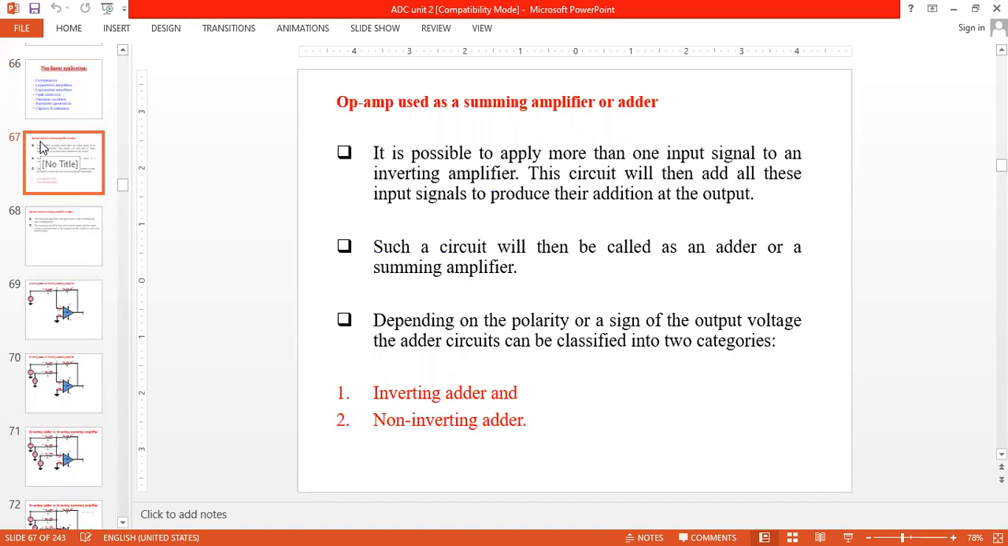So this is the op-amp used as a summing amplifier. This is the first application of the operational amplifier. Already we know that operational amplifier is used for arithmetic operations: addition, subtraction, multiplication and division. So first we are going to see about this summing amplifier or adder. Depending on the input we are giving to the operational amplifier, we can divide it into two: inverting adder and non-inverting adder.